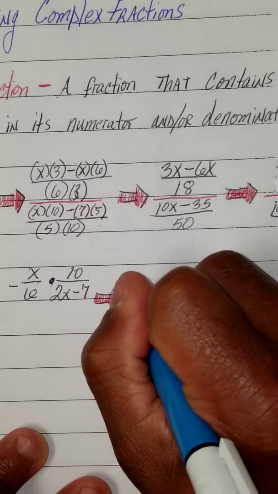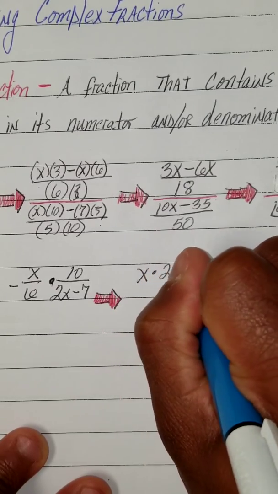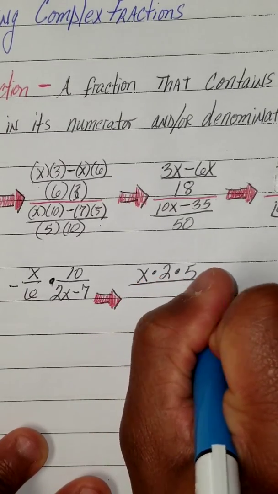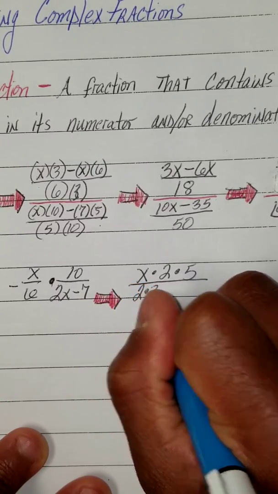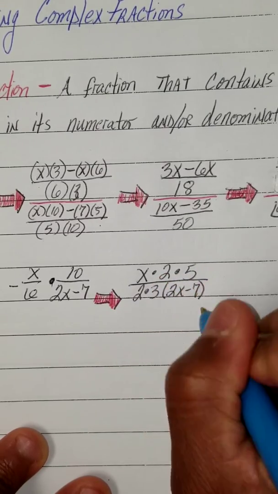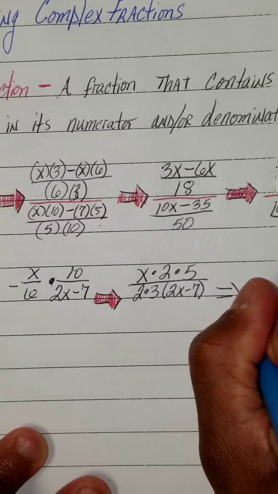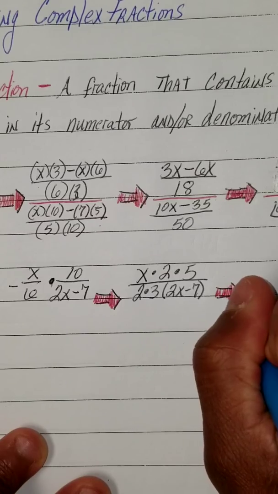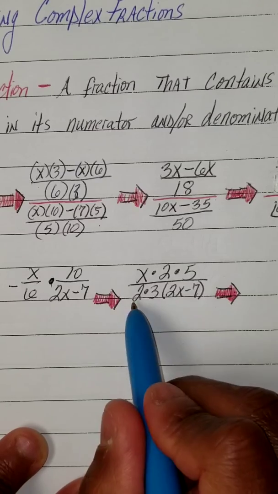So here I have x times 2 times 5. This is my 10 here. 2 times 5, that's my 10. And here for my 6, I'm going to have 2 times 3 times 2x minus 7. Now, do I need to do all of this? No, I don't. However, I'm doing this personally just to show you guys how I'm going from one step to the next and why I'm doing what I'm doing. Please understand the terminology that I'm using. All right, common factors. I'm showing you guys the common factors. In this case, it's 2.